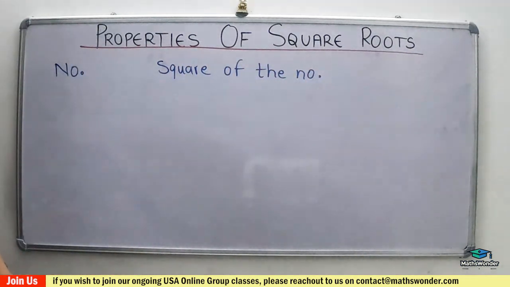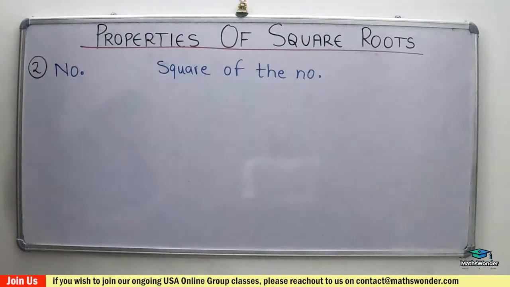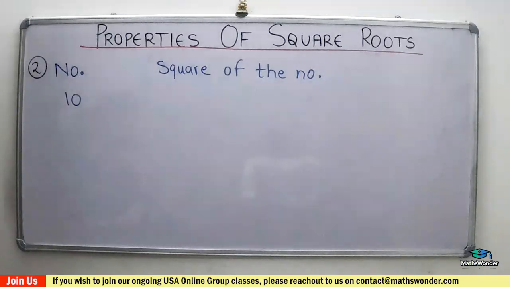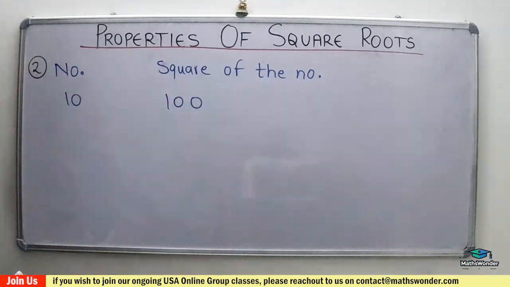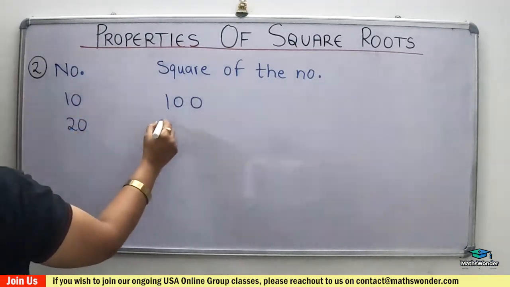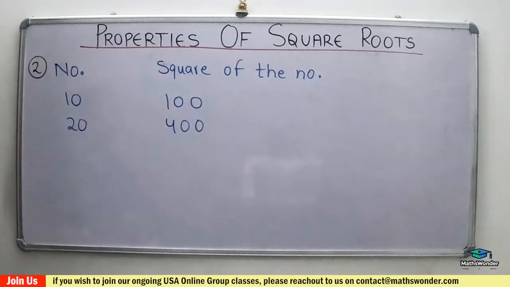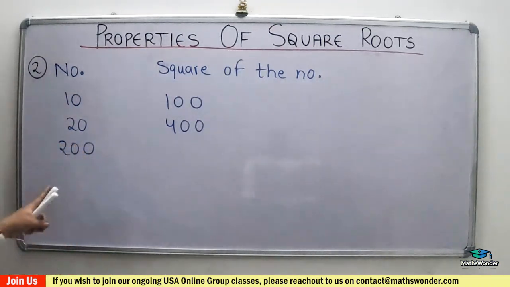So this is the second property. Check whether we have an odd number of zeros or an even number of zeros. So 10 has an odd number of zeros, right? So the square of the number is 100, right? 20, odd number of zeros, so the square is 400. Then 200 has an even number of zeros.